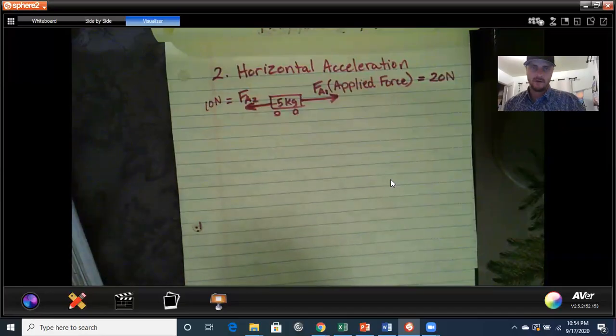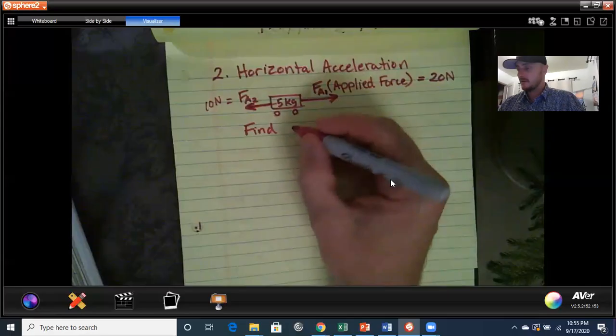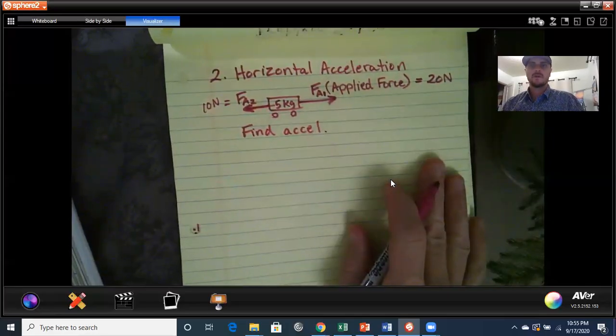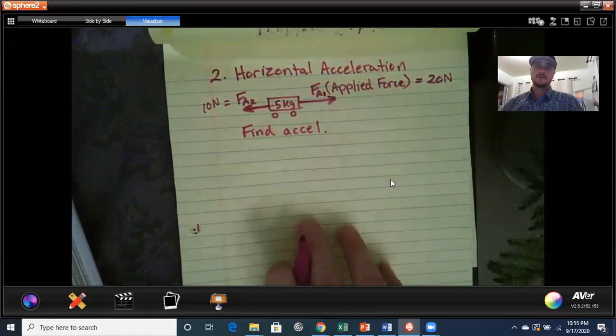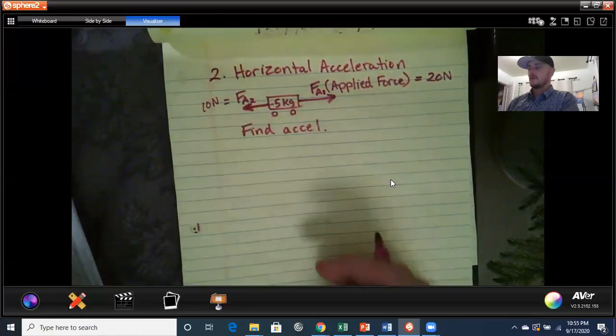And what do I want to find here? Well, I want to find acceleration. Same thing that I've been looking for in all the other problems. So here's our last really straightforward, easy problem. The other ones that build off of this won't be super hard, but they'll be a little bit more challenging than this.